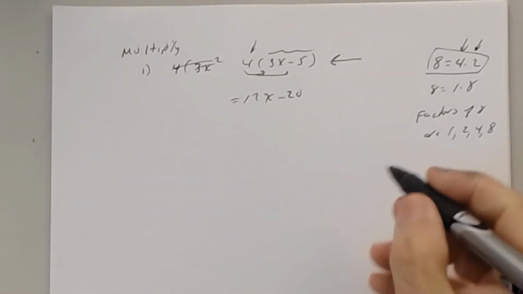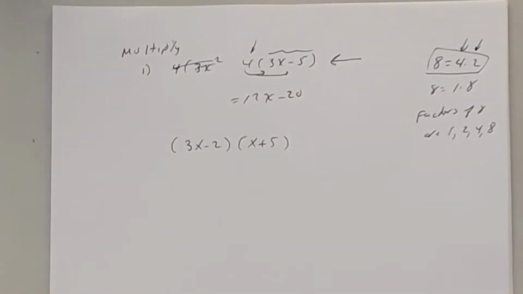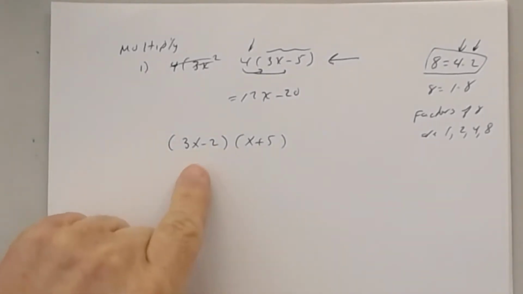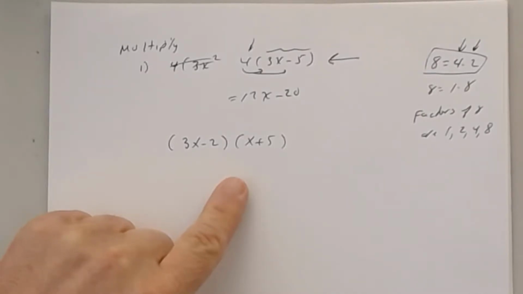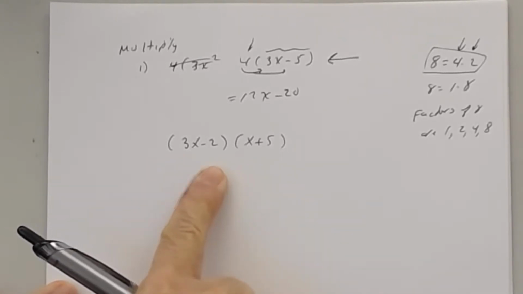Just like when you did the 2 binomials. Remember when you did the 2 binomials? 3x minus 2 times x plus 5. Why'd you use the FOIL method on that one? Not because you're supposed to, but because you're multiplying 2 binomials together. 2 things. What are those factors? What's one of them? 3x minus 2. What's the other? x plus 5. So when we start factoring trinomials, you're going to write it like this most of the time. Those are factors.